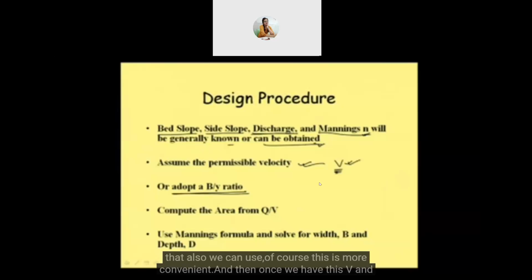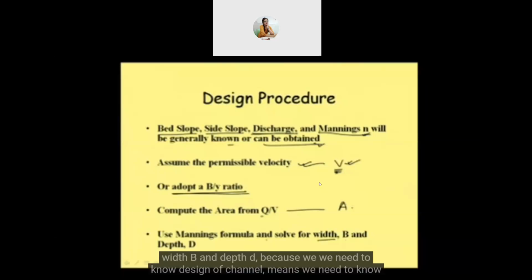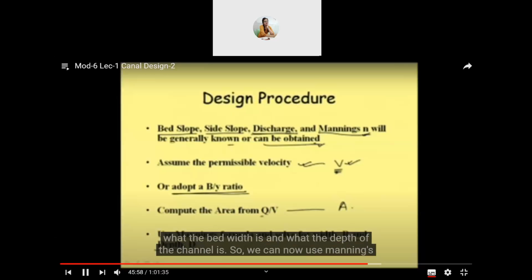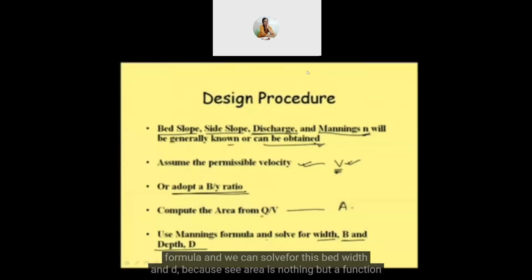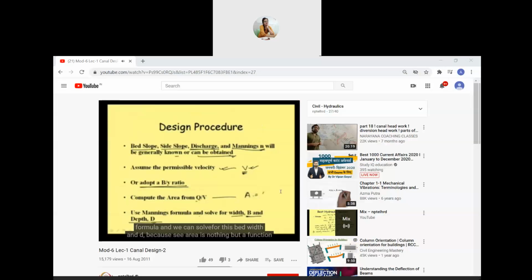And then once we have this V and the discharge, we can compute the area. So this area is known. Then we can use Manning's formula and solve for the width B and depth Y. Because design of channel means we need to know what is the bed width and what is the depth of the channel. So we can solve for this bed width and depth, because the area is nothing but a function of B and Y.